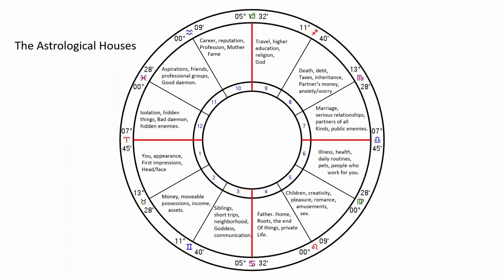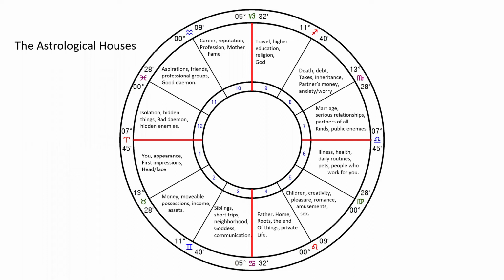The fourth house represents father. In some contexts, it can represent both of the parents. It represents your home, what you're like behind closed doors, also your roots. In traditional astrology, it represents the end of things. It can represent your private life.